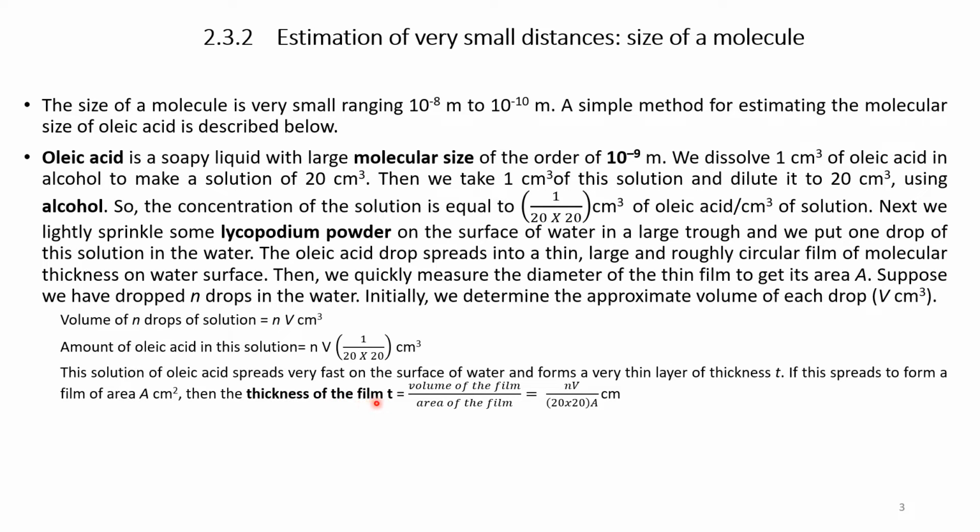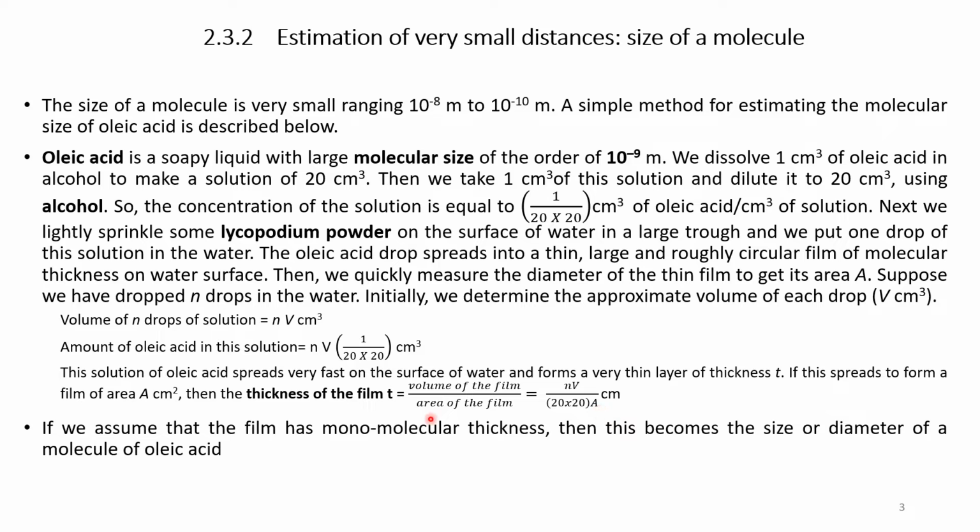Thickness of film t is equal to volume of the film divided by area of the film. That is equal to nV divided by 20 into 20 into A centimeter. If we assume that film has monomolecular thickness, then this becomes the size of diameter of a molecule of oleic acid. So estimation of small size is done using oleic acid in the laboratory.